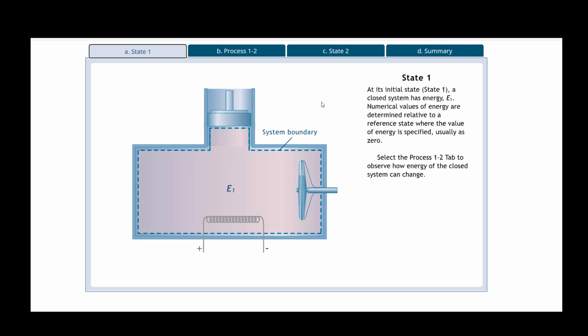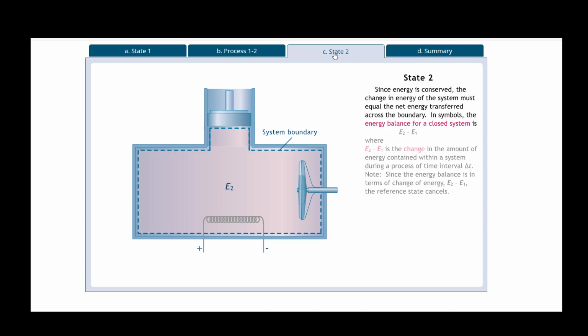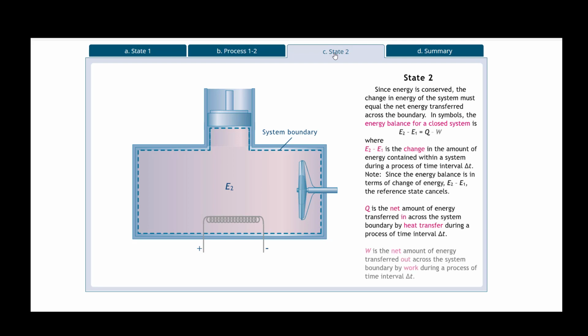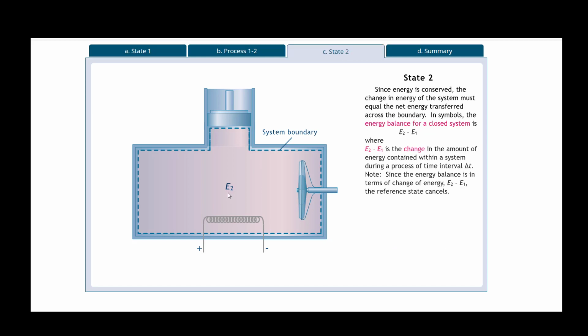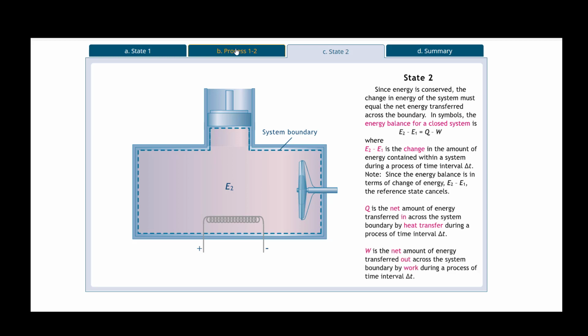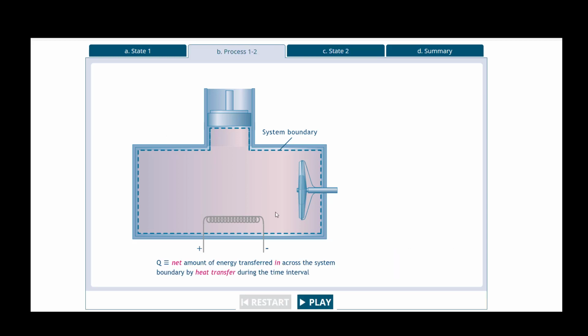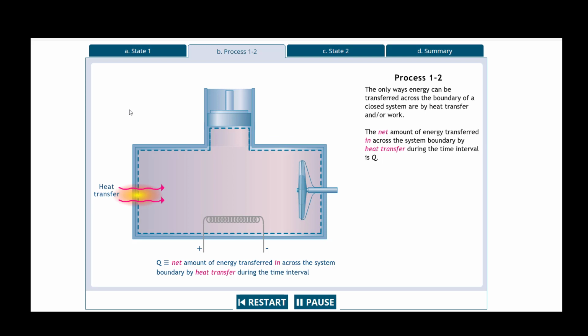So this is state one, and then what I want you to do is see state two, and then we will look at the process. So this is where we start. This is where we end. Okay, it's the exact same. This is where we started, and this is where we ended, so E2. But look at the process in between. So we've got heat transfer coming in.